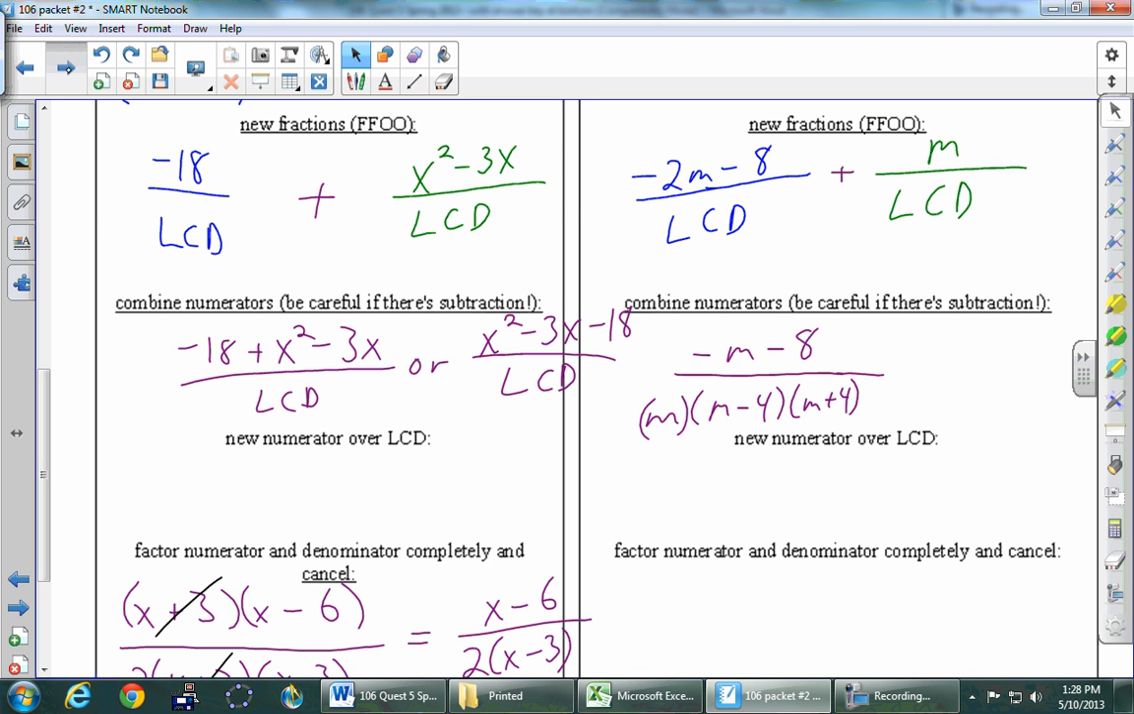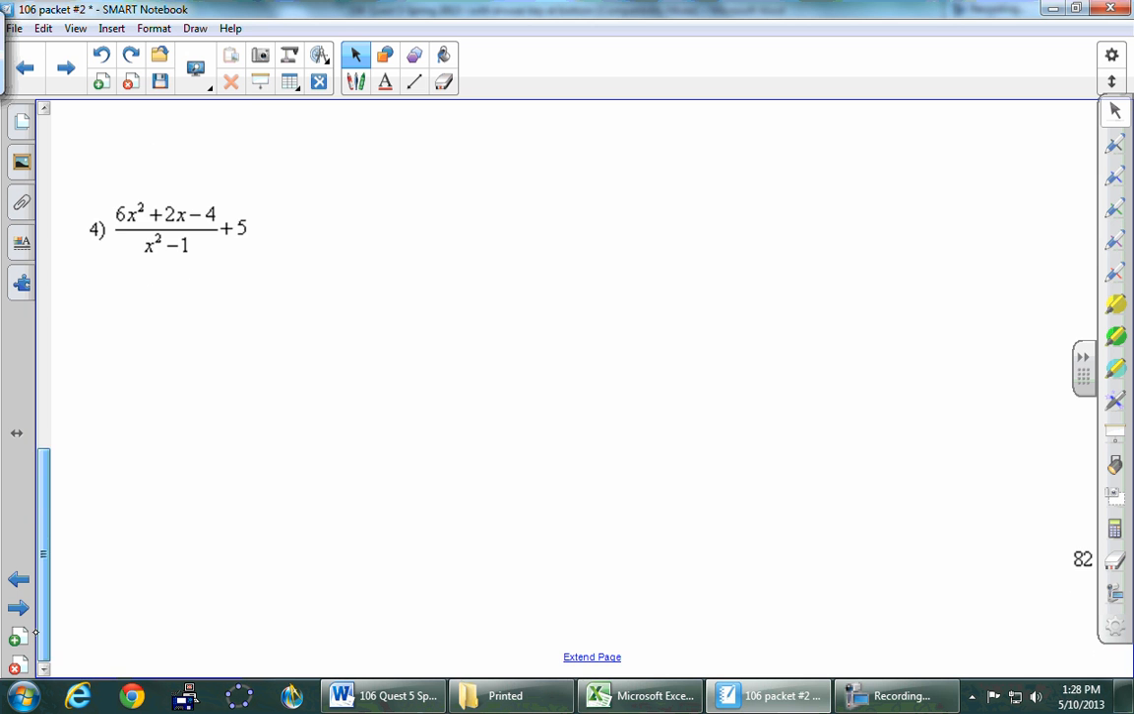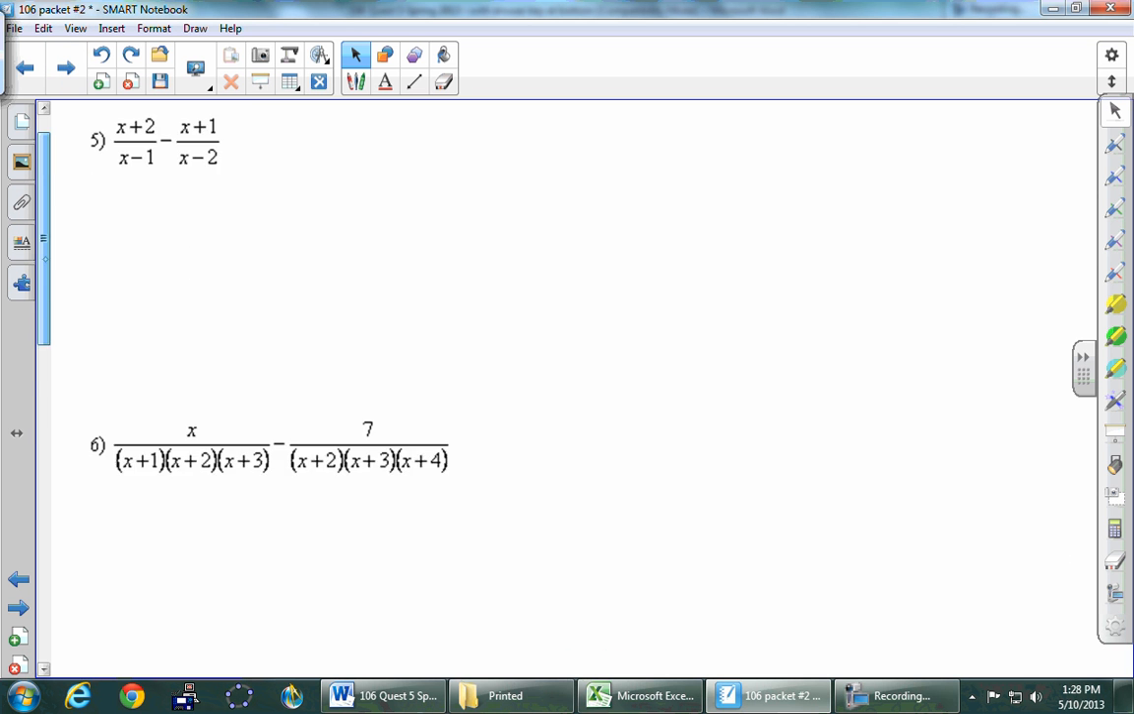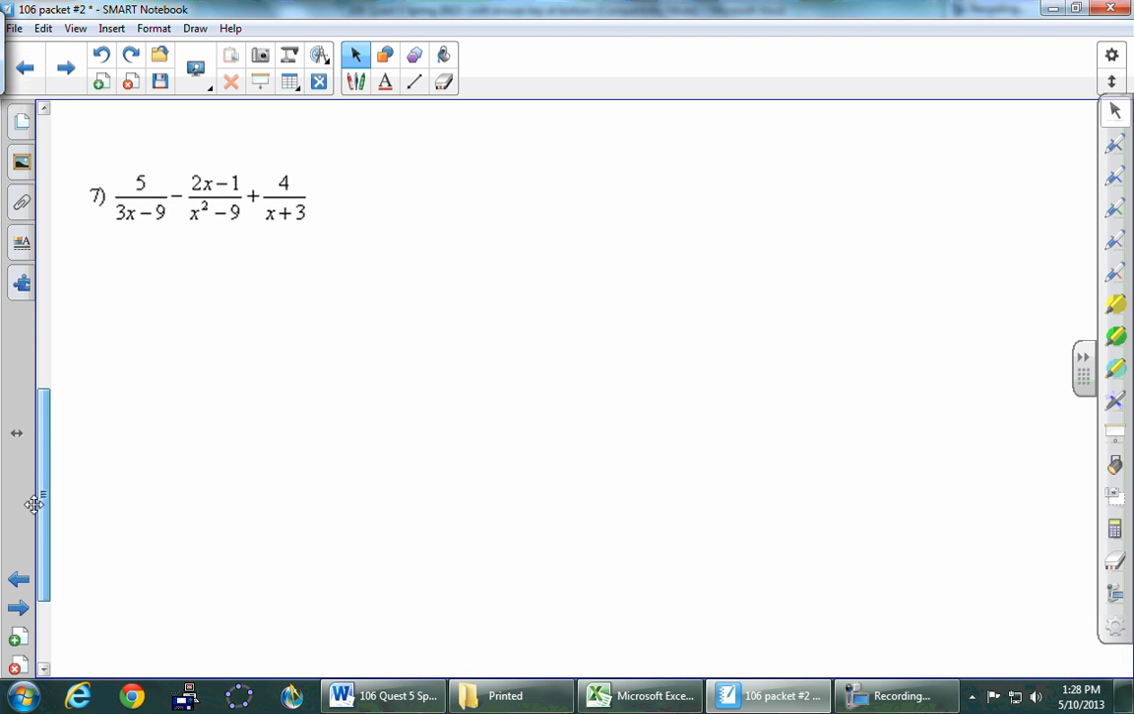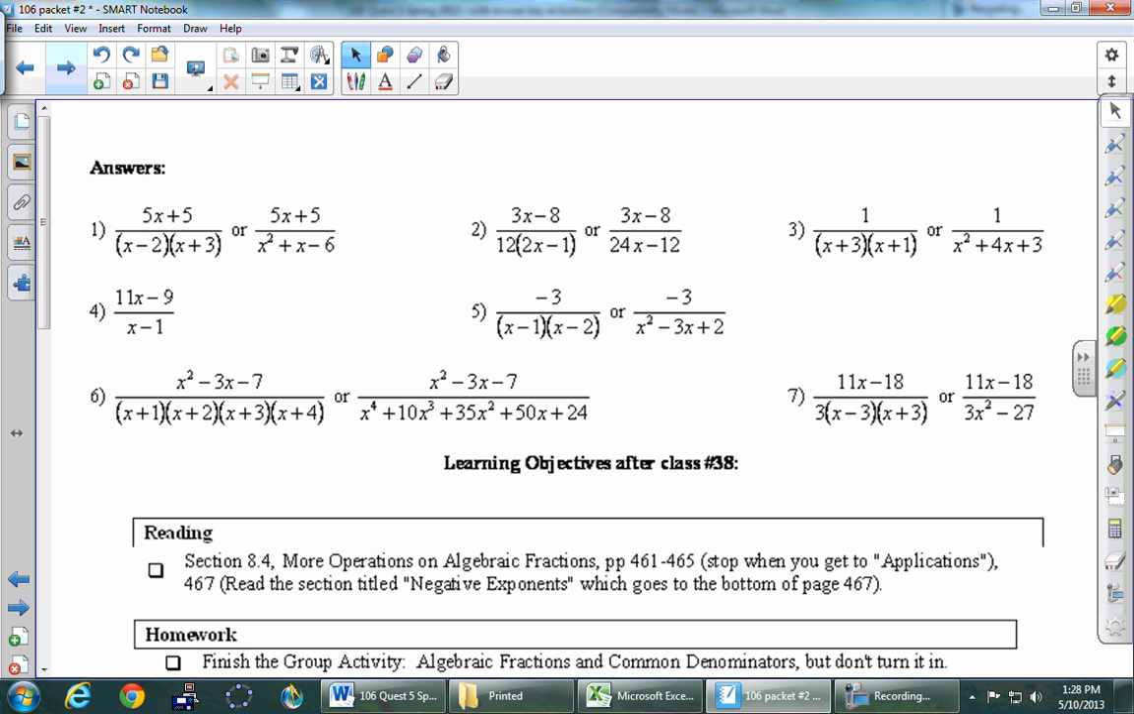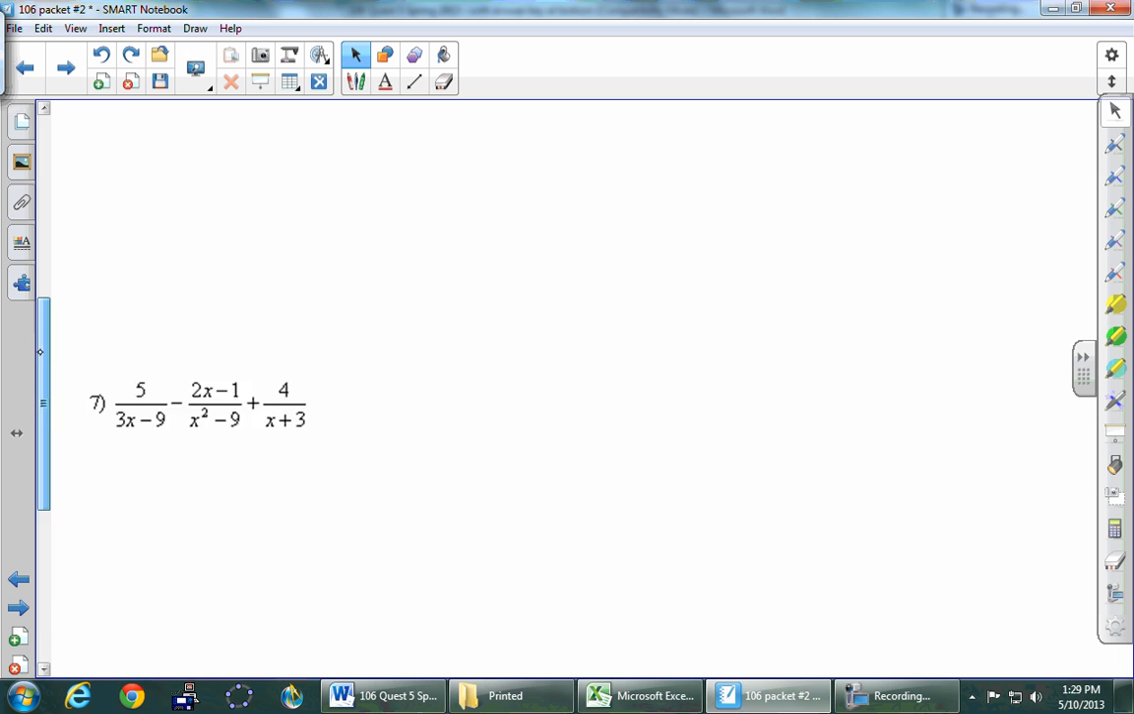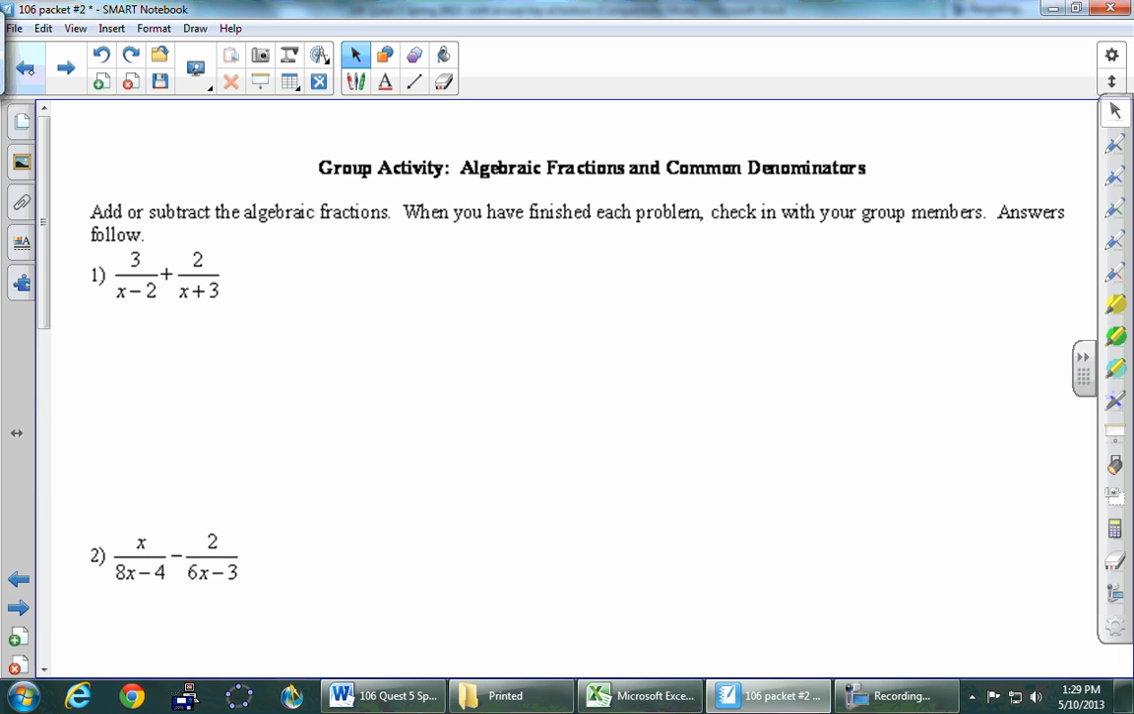Okay, on the next page, there are a whole slew of these problems for you to do. Goes all the way up to number 7. Now, what do you notice is missing? All the steps. So draw the ovals if it helps you. I mean, you're not going to have ovals on the test, so put them in if you want to. You can put ovals.